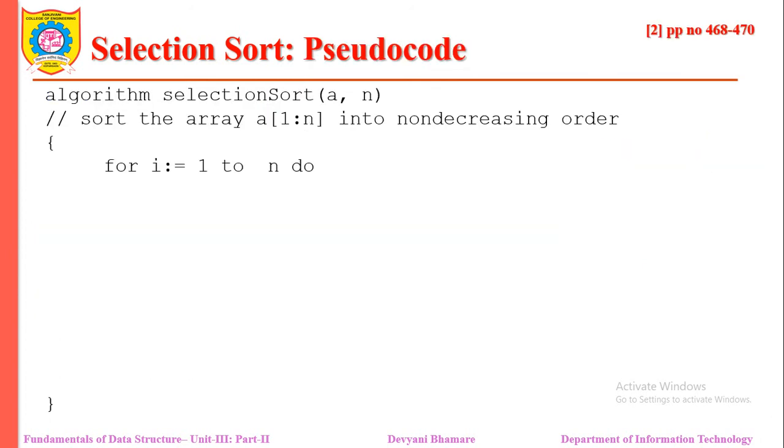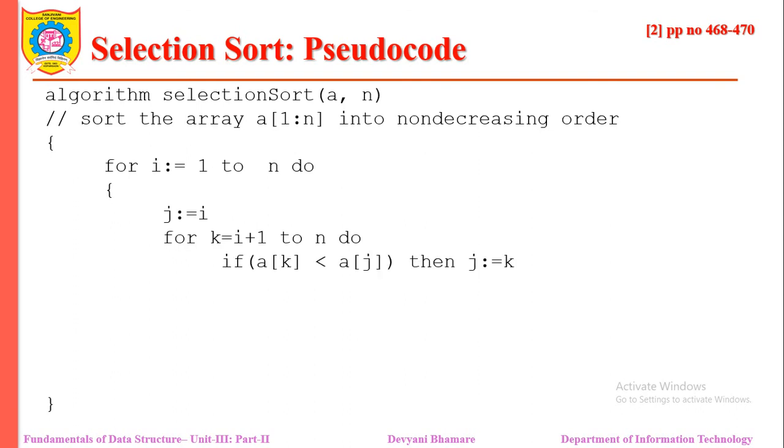So for this reason, there are a total of n minus 1 passes, and we know that the first element itself is sorted. So that's why our for loop starts from 1 to n, and j will be required, which will keep the trace of the position of the minimum element. Then we have introduced the next counter k, which will start comparing from i plus 1 to the last element, and if it is required, then we are doing some swapping. So this is the logic of selection sort.